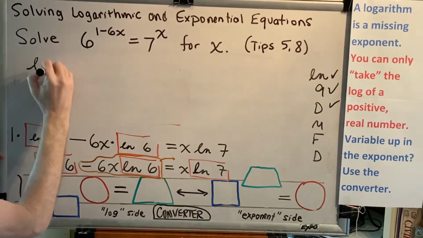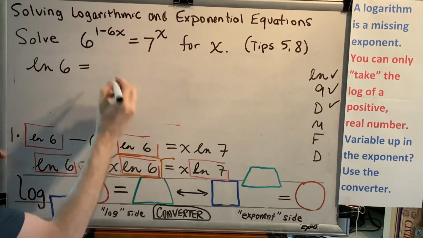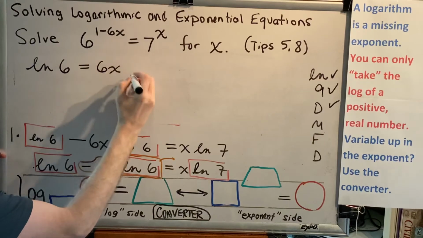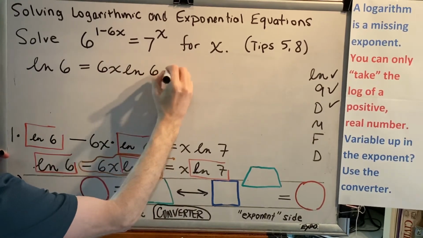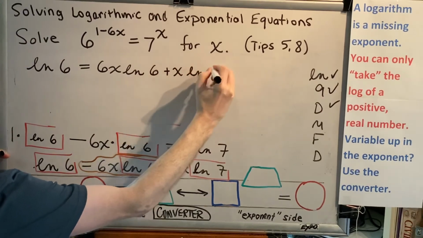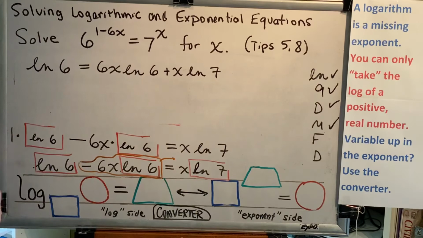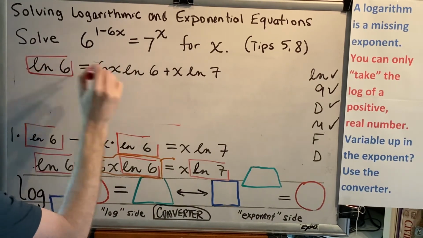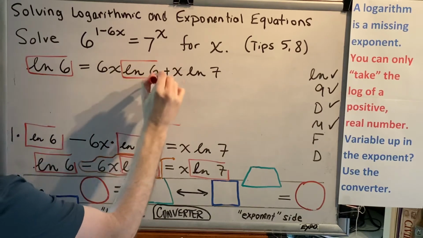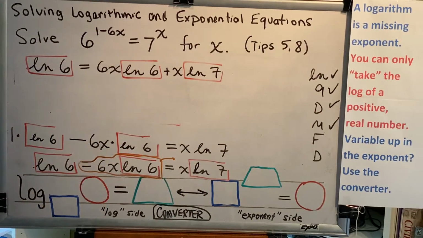Natural log of 6 equals, moving this to the other side and changing the sign, positive 6x natural log of 6 plus x natural log of 7. We've now completed the move step, and we're 2/3 of our way to a solution. I'll draw my brick here, here, and here. Okay, next comes the factor step.